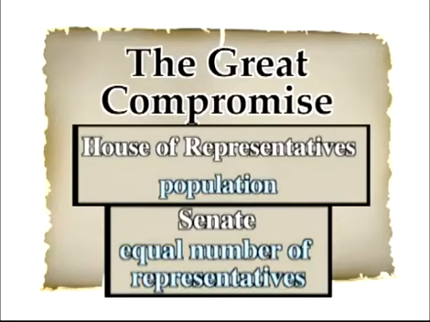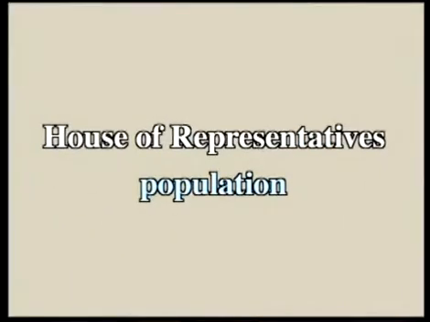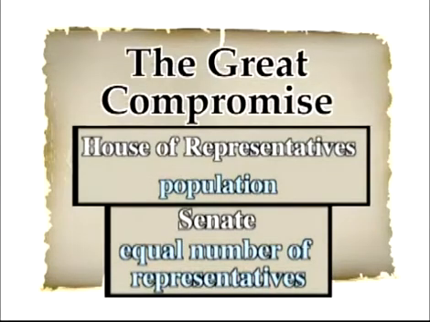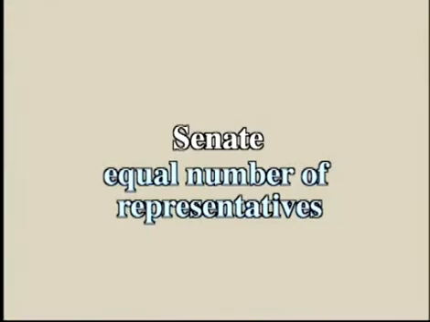Finally, the delegates reached the Great Compromise, also known as the Connecticut Compromise. They decided to have 2 houses in the legislature. Population would determine the number of state representatives in the House, each state electing their own. In the second House, or Senate, each state would have equal representation, or 2 members.